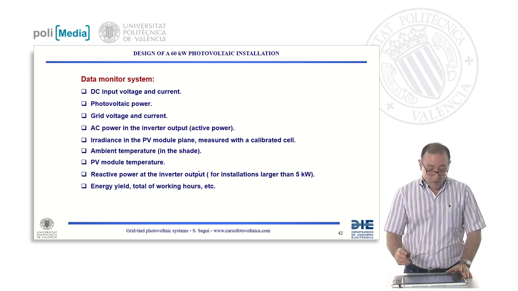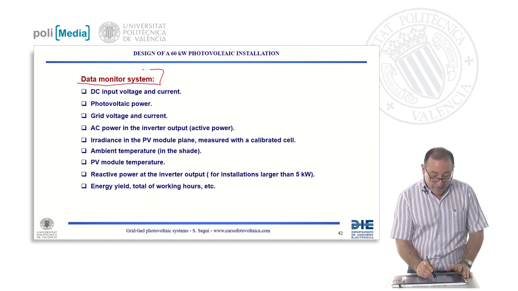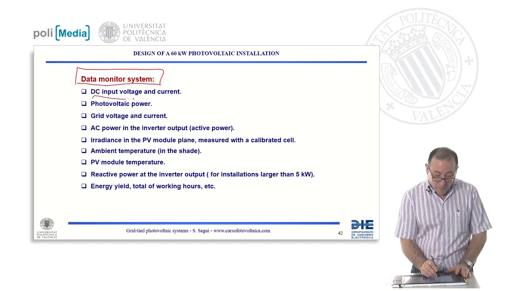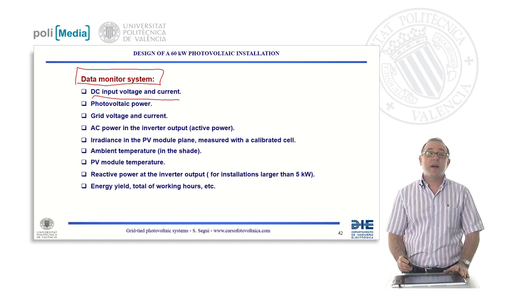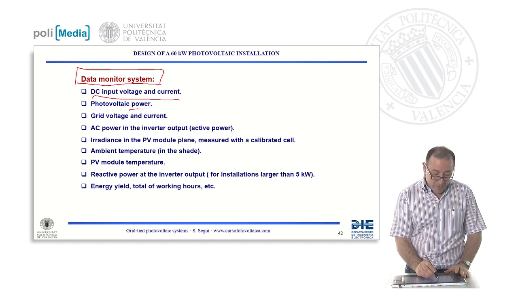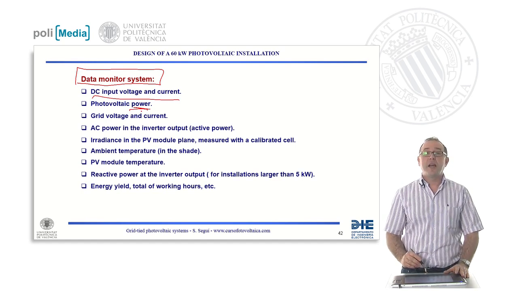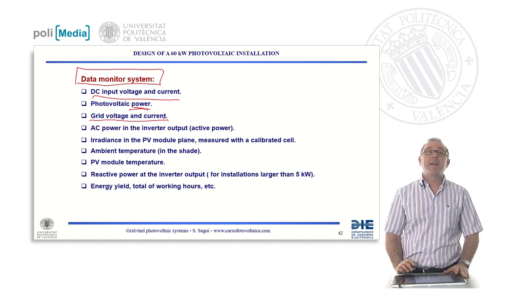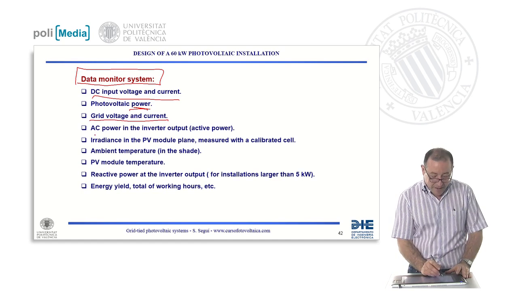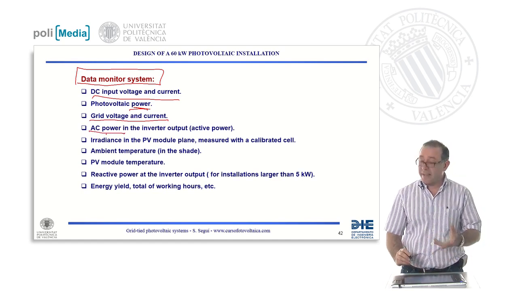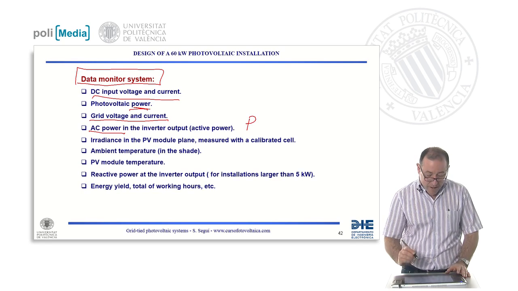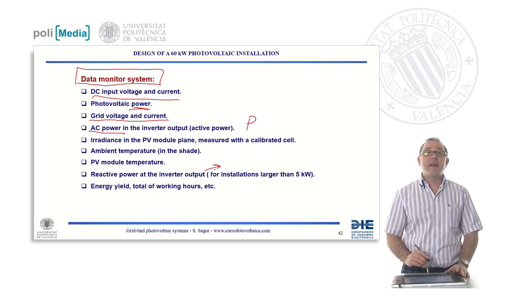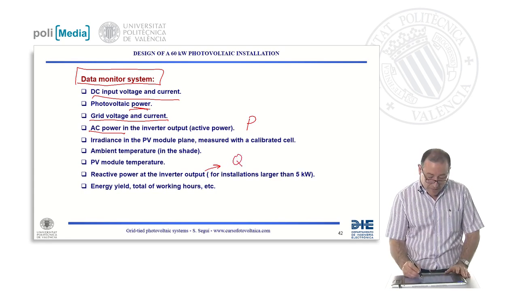In the next slide, we are including the different signals that we can find in the monitor systems. We are going to have information about the input voltages and current in the DC part. We are also having information about the power produced by the photovoltaic field. Also, we are going to have information about the voltage and the current in the AC section, and the AC power produced by the inverter, the active power, that is represented, remember, by the letter P, because in some cases we are also going to have information about the reactive power in the output of the inverter, that is represented by this other letter.